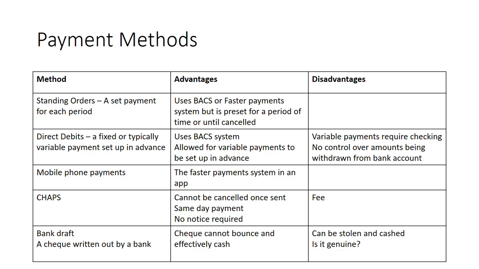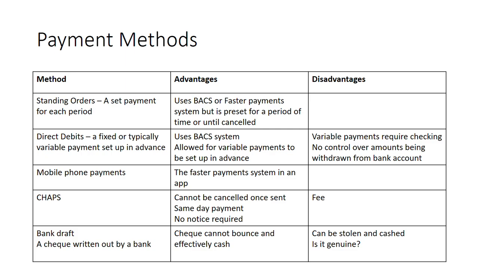So I've decided that I'm going to buy a computer on hire purchase. I'm going to make 36 payments of £40 a month. To do that, I set up a standing order. It will use the BACS or Faster Payments method. It'll be for a preset time or until it's cancelled. So that would be one way. Probably use Faster Payments rather than BACS, because it doesn't have that delay time in the instructions.